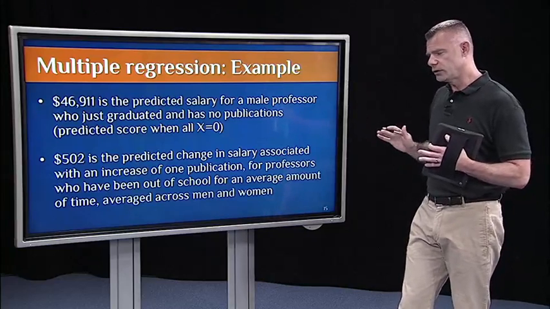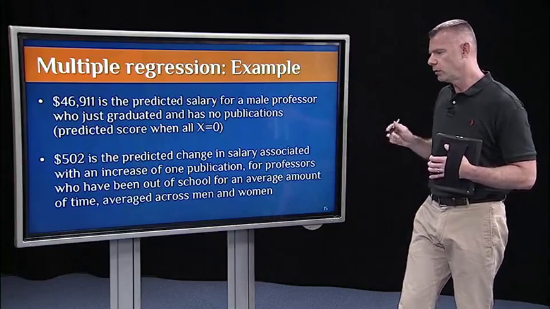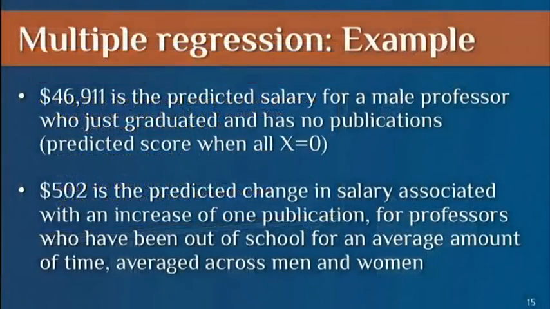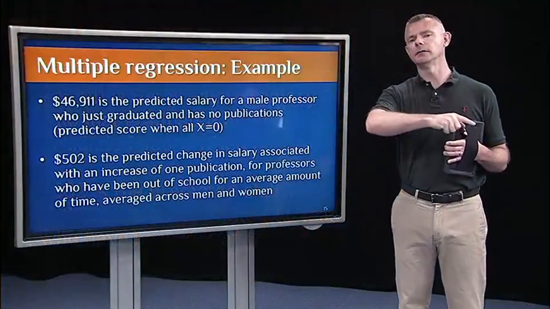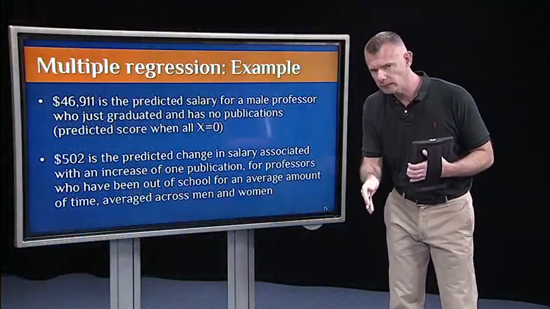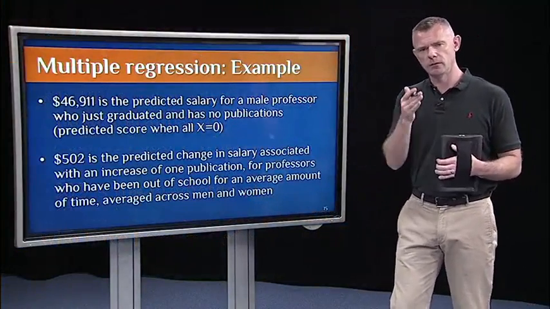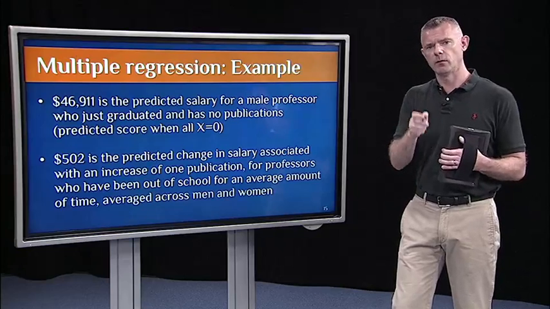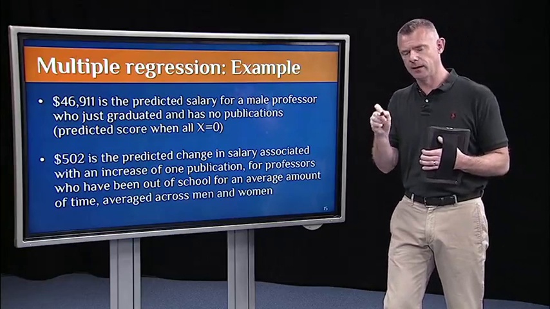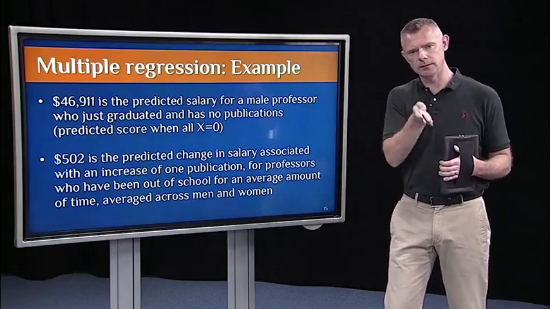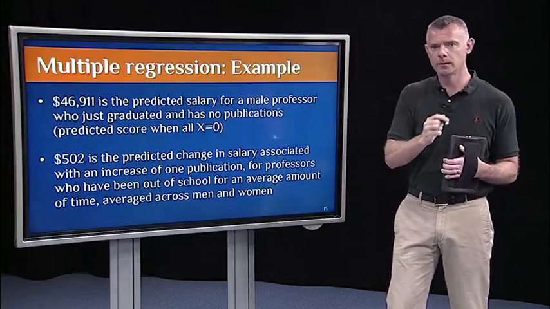What's 502? Well, 502 was the regression coefficient for publications. So you might say, well, okay, that's for a 1 unit increase in publications, that's the predicted change in salary. And that's almost right, because that's what we learned in simple regression, right? The regression coefficient is, for a 1 unit increase in X, the predicted change in Y. It's the slope relating X to Y.